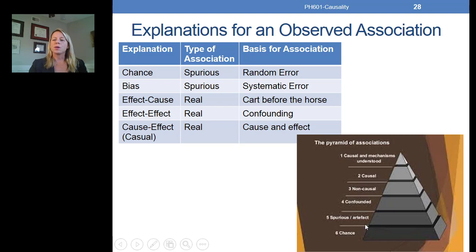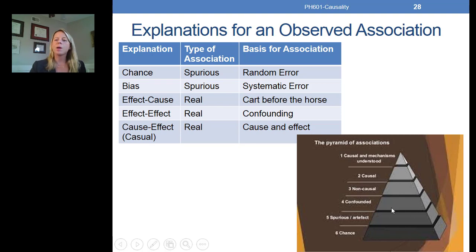The next most common explanation for an observed association in epidemiology or science is when it's due to bias. And this is also a spurious form of association. In this instance, it's a bias that's driven by a systematic error, either in our study design or our study conduct or data collection and analysis. And we've talked about random and systematic error already when we've talked about different kinds of bias in the design and measurement in the epidemiology studies that we've discussed in the class.